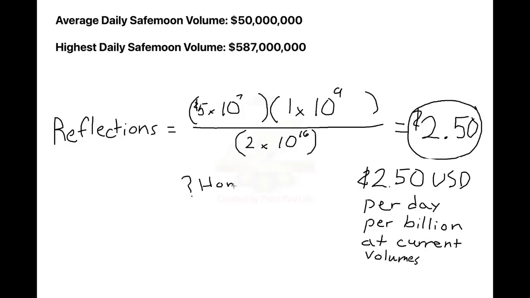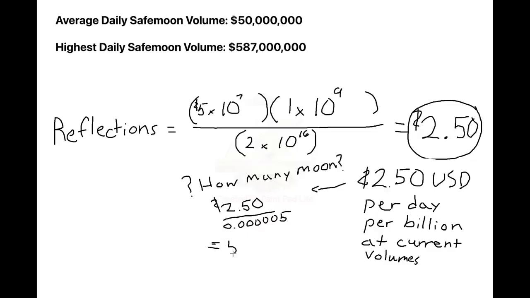How many Safemoon is this? Well, that depends on the price. So let's divide our answer by the current price of Safemoon. At the time of writing, it's 0.000005. And our $2.50 is 500,000 Safemoon. So if you have 1 billion Safemoon and the daily volume is $50 million, you should expect to see 500,000 Safemoon at this current price, which is about right.